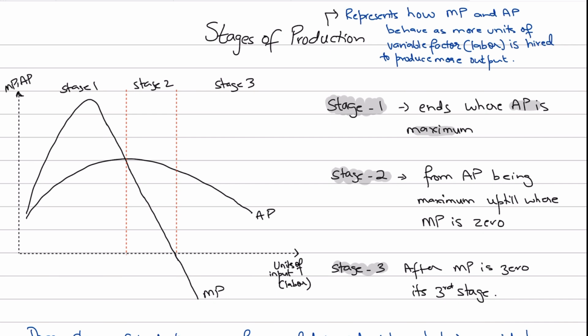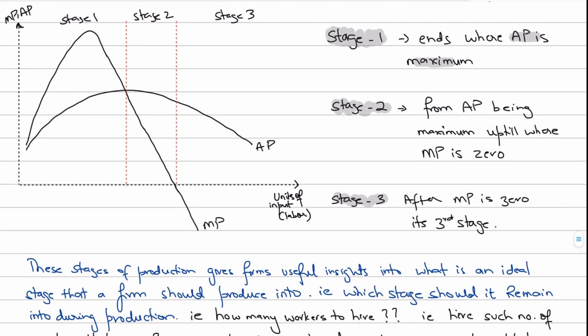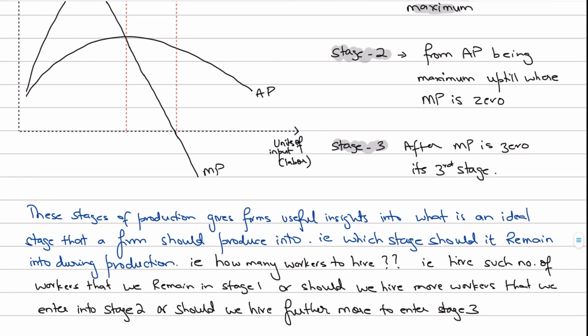If the firm is producing in this region and it's hiring labor to produce more output, then we say that the firm is in stage two, while stage three kicks in immediately after the point when your marginal product becomes zero, and any further hiring of variable factors would turn the marginal product negative, right?